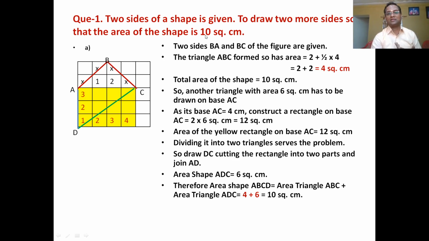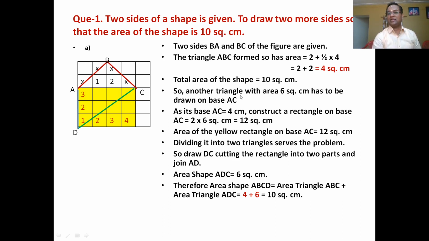10 square centimeters. So from 10 square centimeters you will be subtracting this 4 square centimeters, so that you have to draw another triangle with area equal to 6 square centimeters, okay, and that too on base AC itself. So to draw that, on base AC we will construct a rectangle whose area will be equal to double the area required now. So area required for the next triangle is 6 square centimeters. So area of rectangle will be 12 square centimeters.